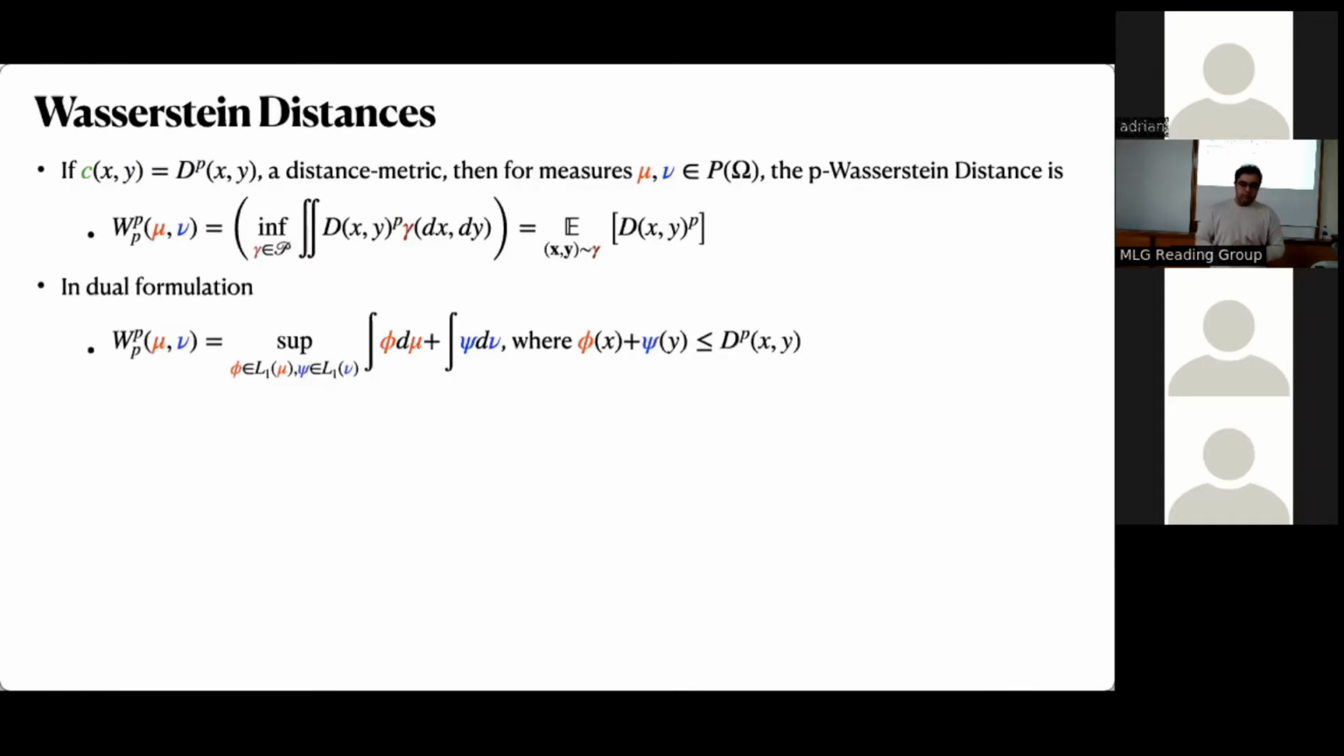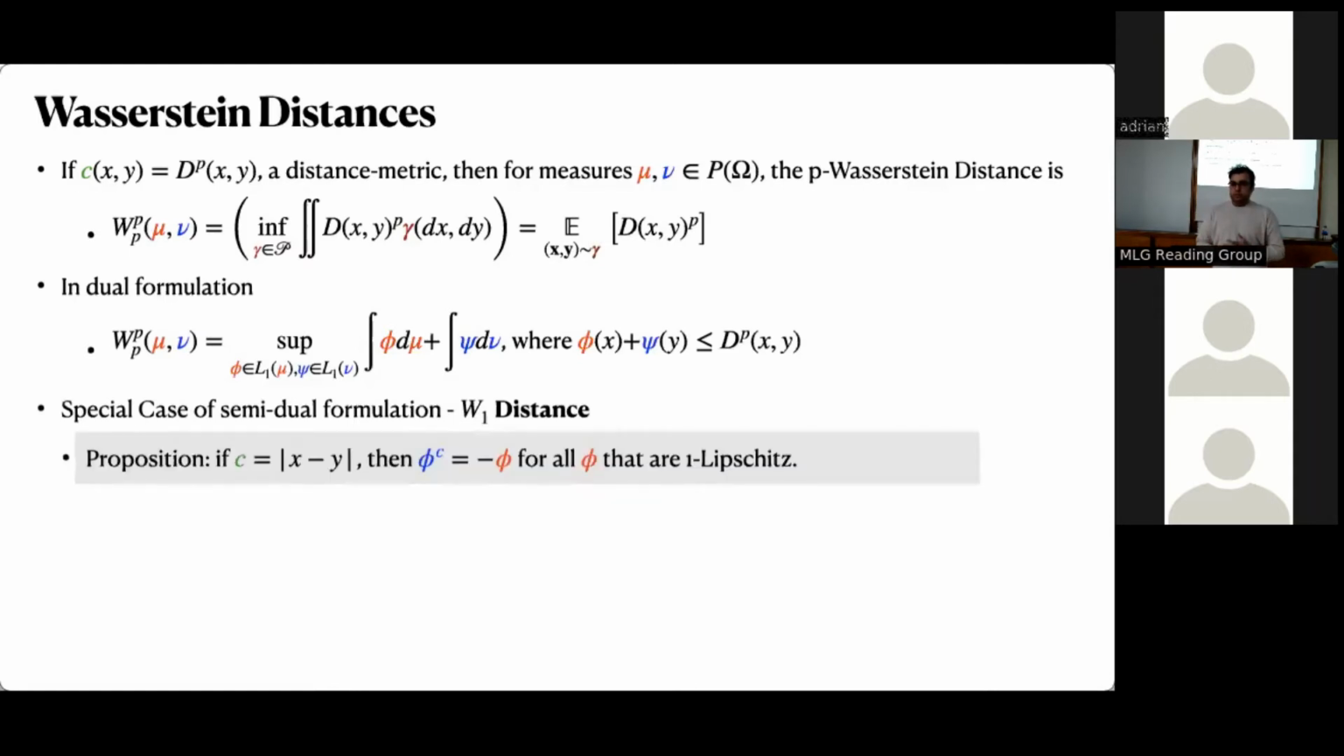Or in the dual formulation, if you have phi and psi as smooth Lipschitz continuous functions, then you want to find the maximum of this double integral such that the sum of these two functions is always upper bounded by your distance metric d to the power p. And there's a special semi-dual formulation of this when p is equal to 1 and your cost function is just the L1 distance between two points.